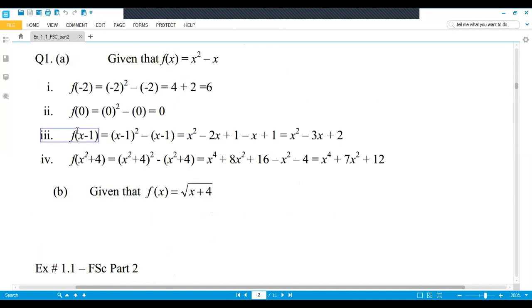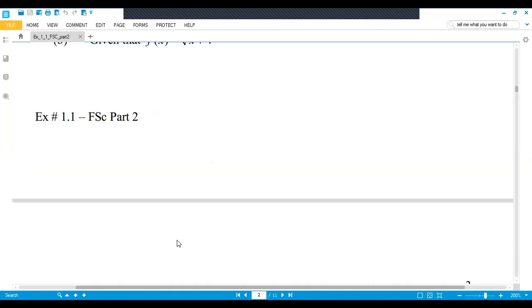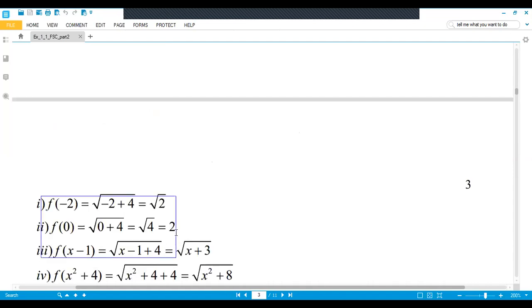Now the second part is you put x equal to 0 in this. Where you find x, you put 0. When you put 0 here, it will be 0 plus 4, so it will be under root 4, and when you take the under root of 4, that is equal to 2.